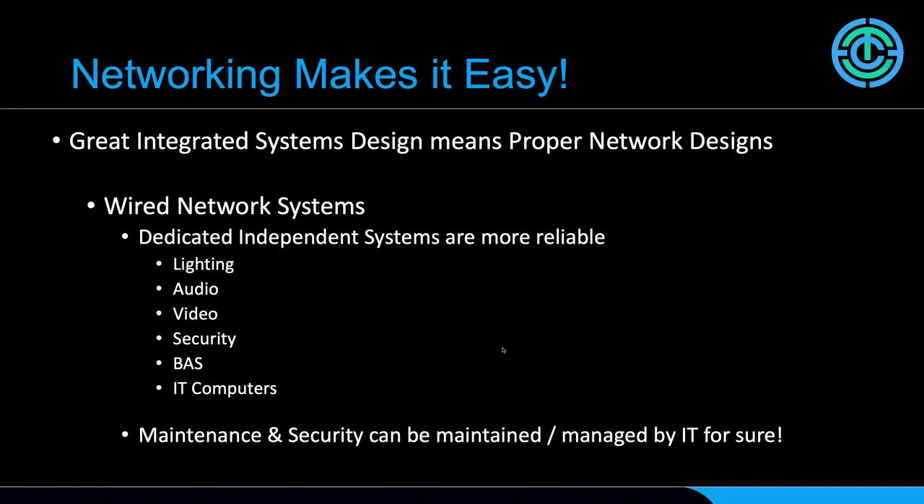Wired network systems are the norm in any integration. It's very common to get dedicated independent systems. They're more reliable that way. When lighting and audio are on separate systems, obviously there is some redundancy between the two. There's a reduction in bandwidth, security, building automation, as well as IT computers on their own subsystems, also lend to some more reliable features. That's not always the case.